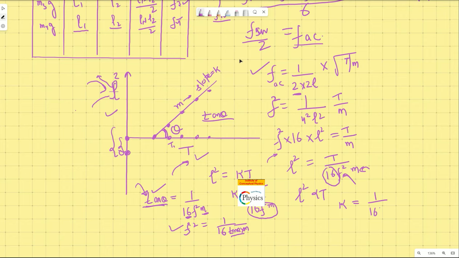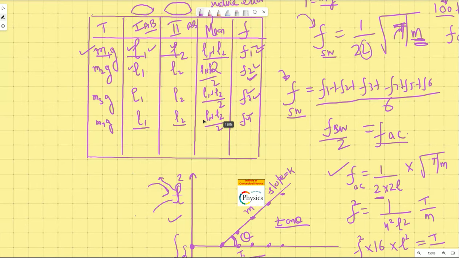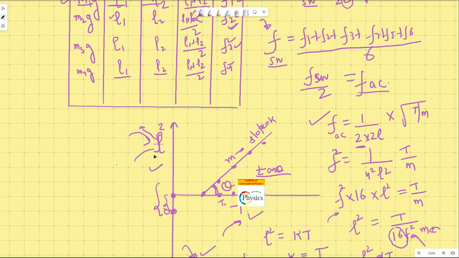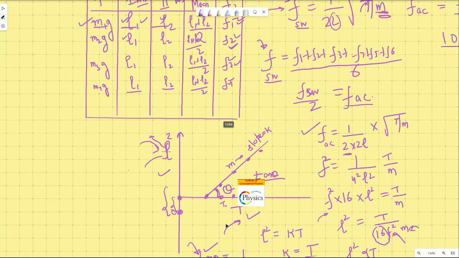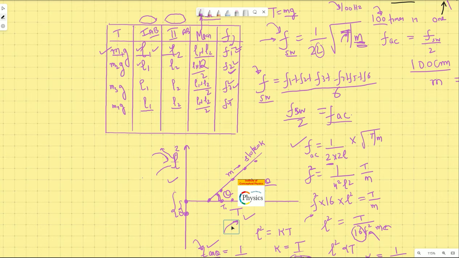So there are two ways you will calculate the frequency. One, of course, is this table, in which you use the formula. These frequencies are calculated using this formula. The second is you plot a graph between L square and the respective tension. So take the square of each mean length, and then plot a graph between T and the square of the length. So this is the graph.